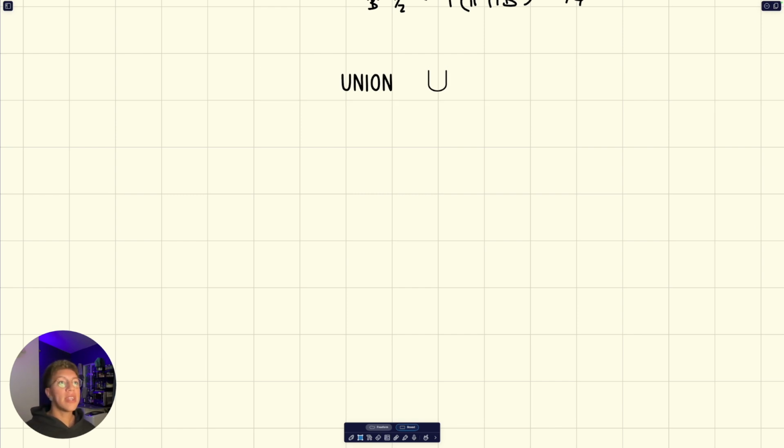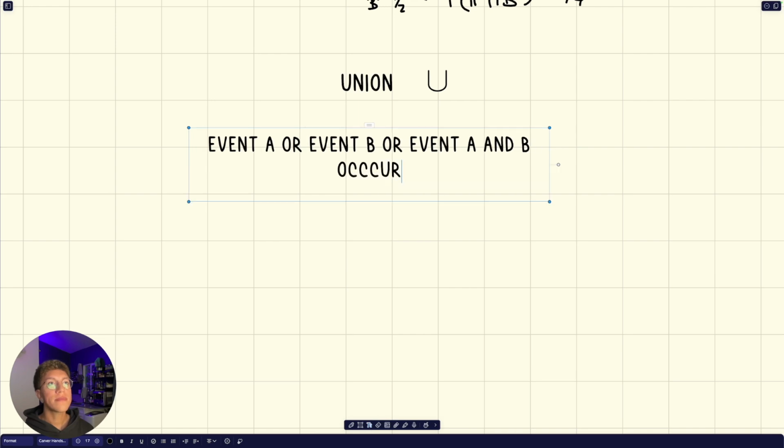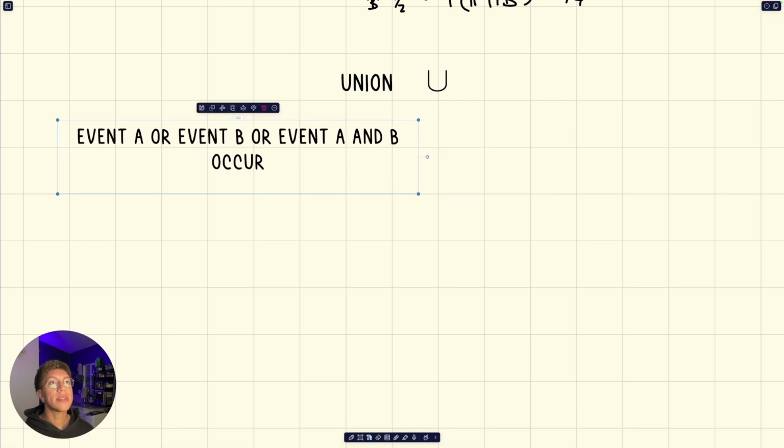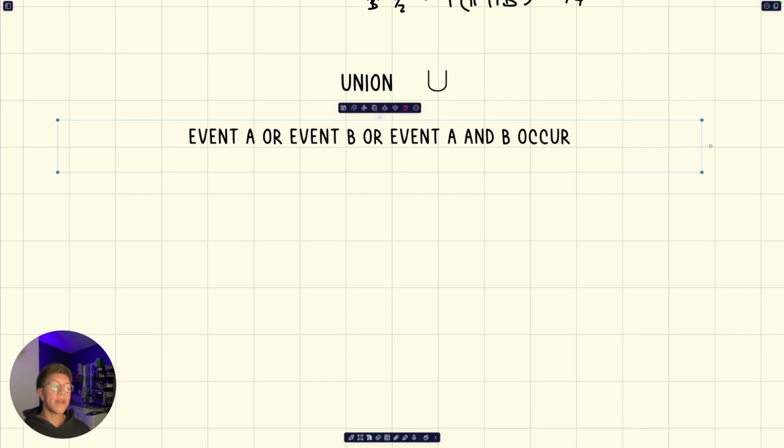So once again, our English statement that we're trying to keep in mind and we want to keep reviewing is event A and event B are both being considered. Specifically, event A or event B or event A and B occur. So we have 3 total conditions, and we want to look at the probability of all 3 of those conditions being met. Either A happens, B happens, or A and B happen.